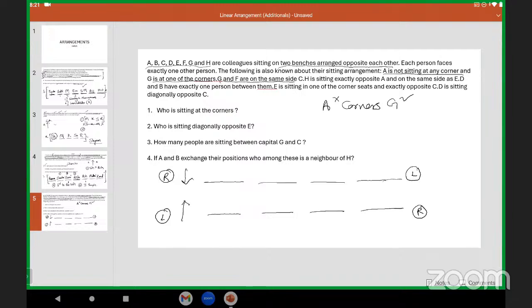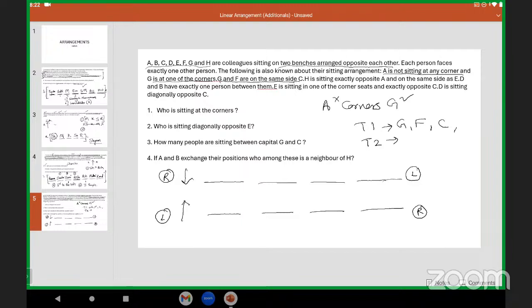So let us make team 1 and team 2. G and F are on the same side, same side as C. So which means C will come in this as well.